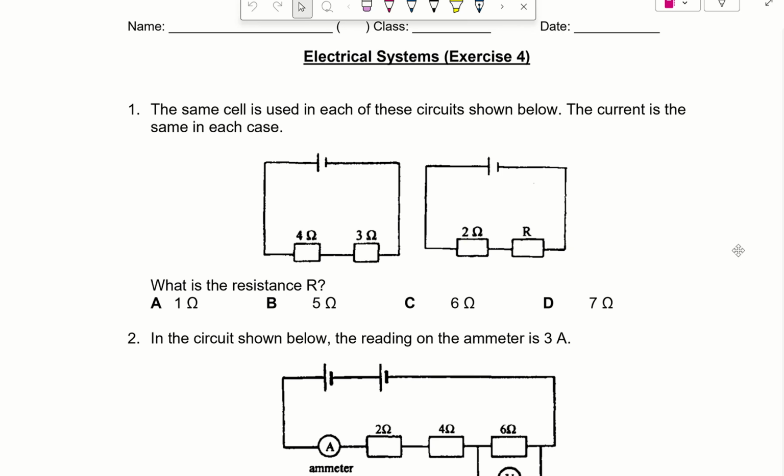For this video, we'll be going through the electrical system. This is for your LSS science on electricity, exercise 4.